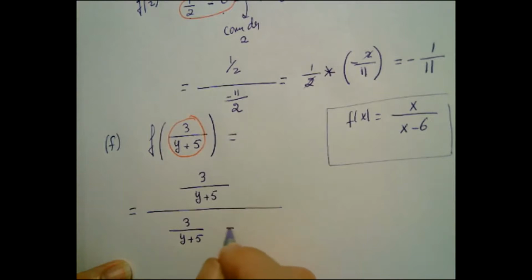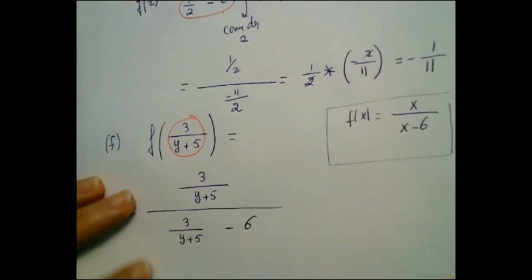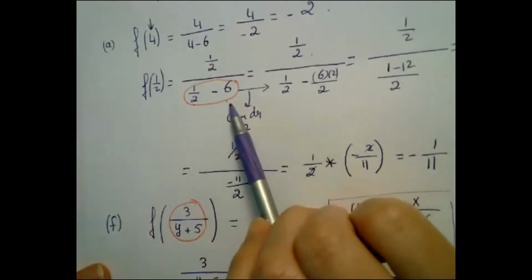It's the input minus 6. That's the setup. Now we need to simplify. This is a mess as an expression. Now, how are we going to simplify this expression? And that's why I spent the time doing this one.